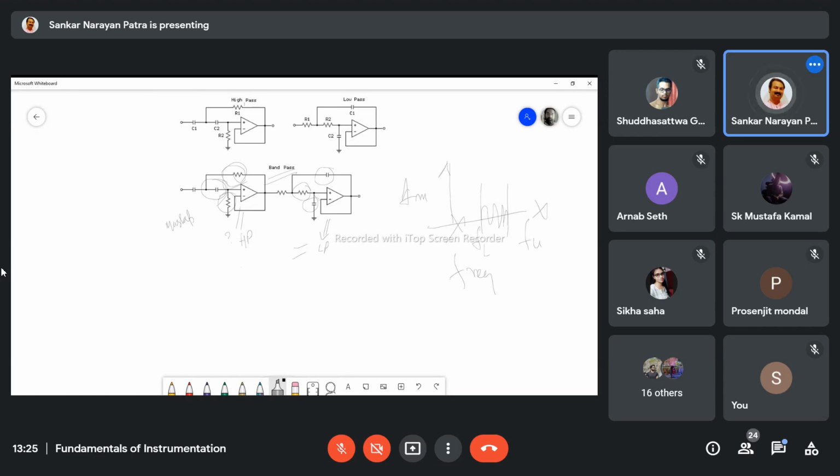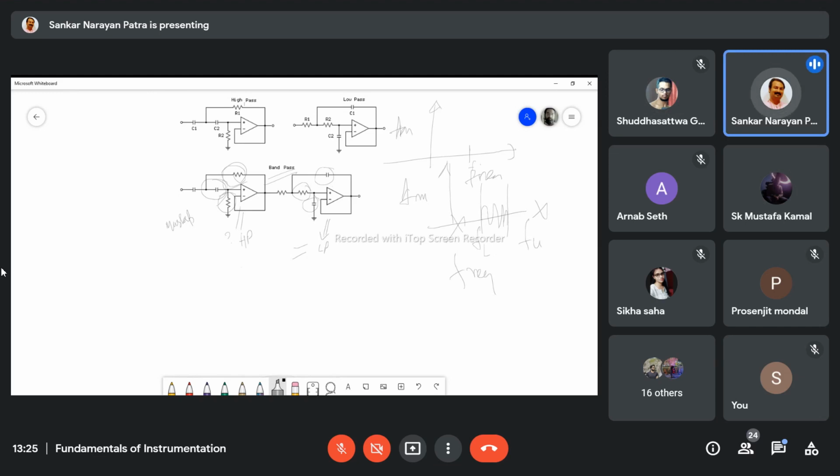What is the low pass filter? If we draw a frequency versus amplitude graph, amplitude here, frequency here, then for a low pass filter there will definitely be a frequency, and that frequency will be called FU for low pass filter. So it will not allow the high frequencies.